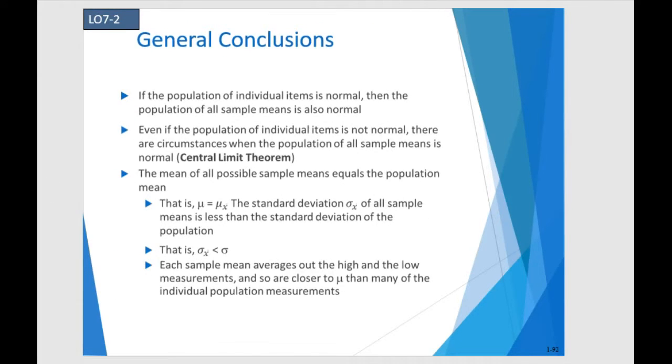So general conclusion: if the population of individual items is normal, then the population of all sample means is normal. Okay, so that's important to note. So if we know what the underlying distribution is, then we know that the population of sample means is normal. Even if the population of individual items is not normal, there are circumstances when the population of all sample means is normal. And this is what's really important. And this is why I said we're going to be using the normal distribution going forward in this class.